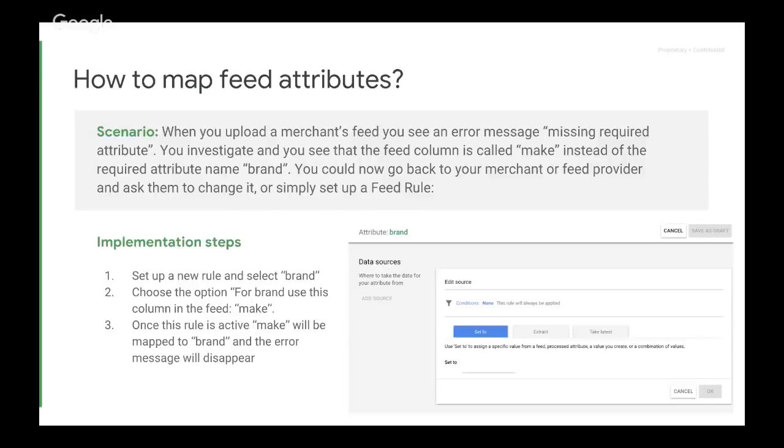Now, how do you set up this rule to map the missing feed attributes? To implement the feed rule, create a new rule and select brand. Choose the option that says for brand, use this column in the feed, namely make. And once this rule is active, make will be mapped to brand by the system and the error message will disappear.